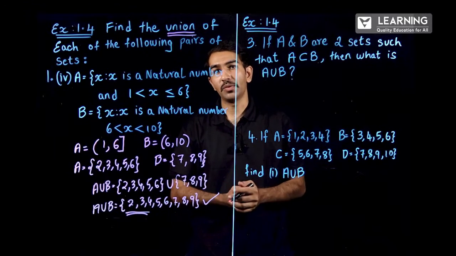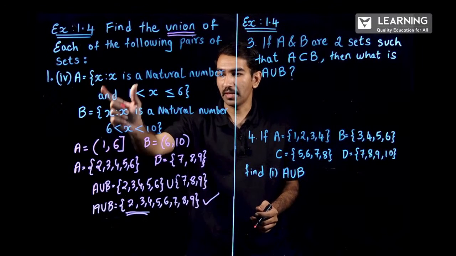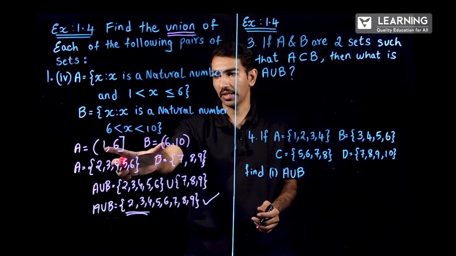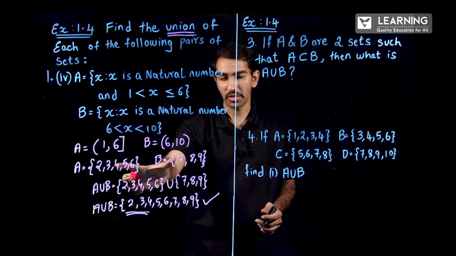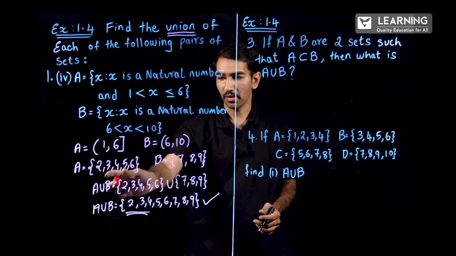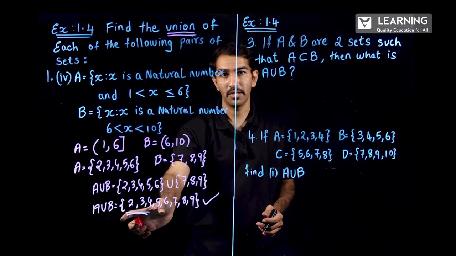So what did we do here, students? The question was given in the set builder form. We first converted it into the form of intervals, and from there we converted it into the roster form, and from the roster form we found out the union and finally wrote the correct answer here. I hope you understood this.